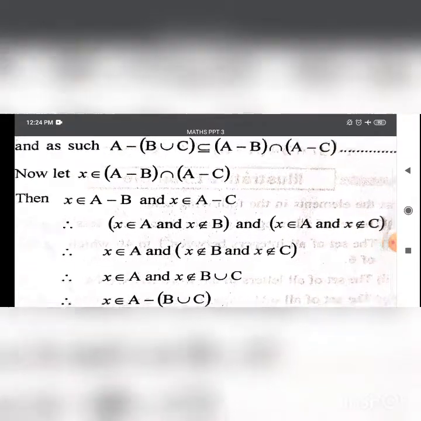Now let x belong to (A minus B) intersection with (A minus C). x belongs to the intersection of two sets means x is common in both sets. Means x belongs to A minus B and x belongs to A minus C. By definition, x belongs to A minus B means x belongs to A and x does not belong to B. And x belongs to A minus C means x belongs to A and x does not belong to C.